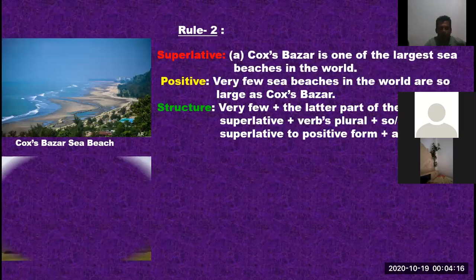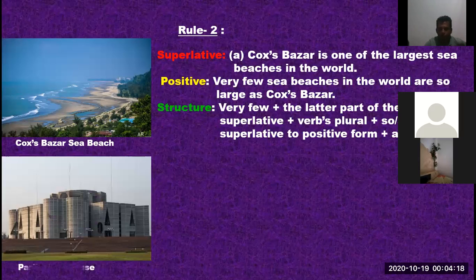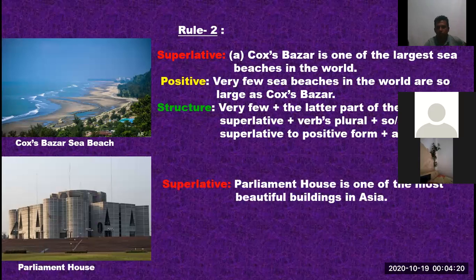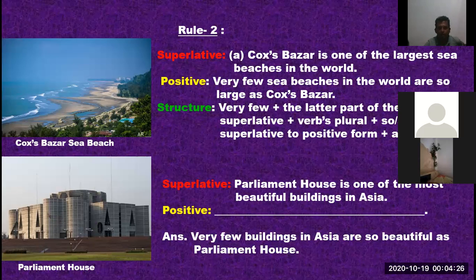Okay, look at the next slide. The Parliament House is one of the most beautiful buildings in Asia, and the positive form of this sentence is: very few buildings in Asia are so beautiful as Parliament House.